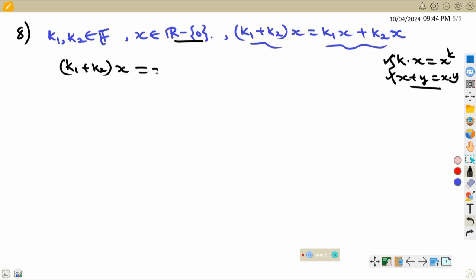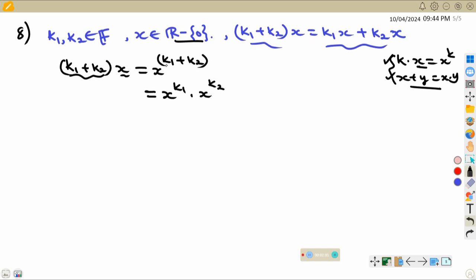So for this case, this is the same as x. By definition, these are scalars and this is a vector. If you have scalars multiplied with a vector, then you get the vector to the power of k1 plus k2. So clearly, we have x to the power of that. But we know from the definition that if you have powers in which you are adding, this is the same as x to the power of k1 times x to the power of k2.